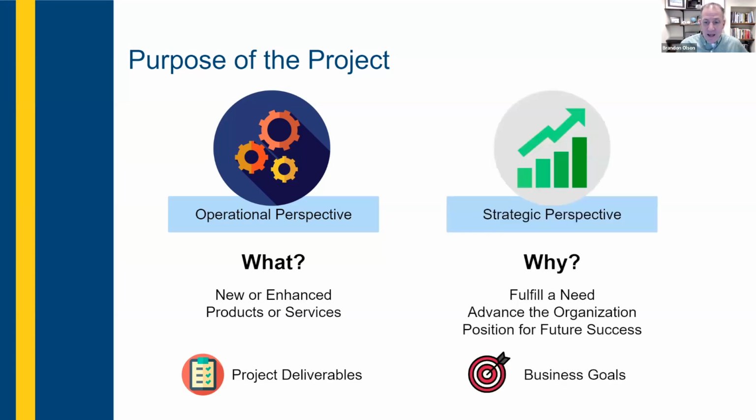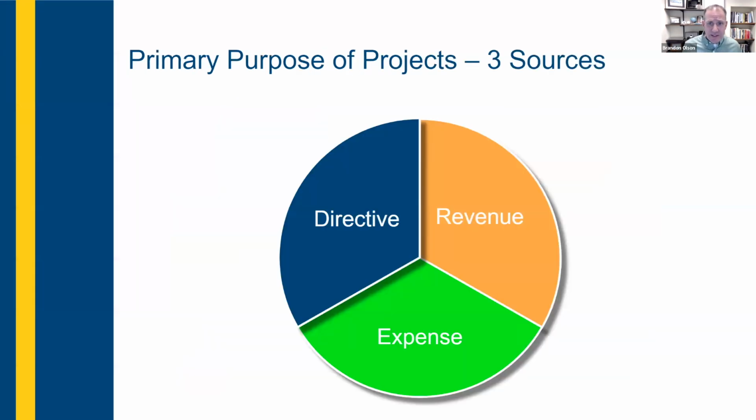What we need to do is ask why. Look at the projects from a more strategic perspective. The project is there to fulfill a need, advance the organization, and position the organization for future success. So rather than on project deliverables, it's focused on business goals. Because we can produce a very successful project that does not deliver all the scope, but delivers the most important part of the scope and advances the organization. So really, why is a very important question, and that's the topic for today's presentation.